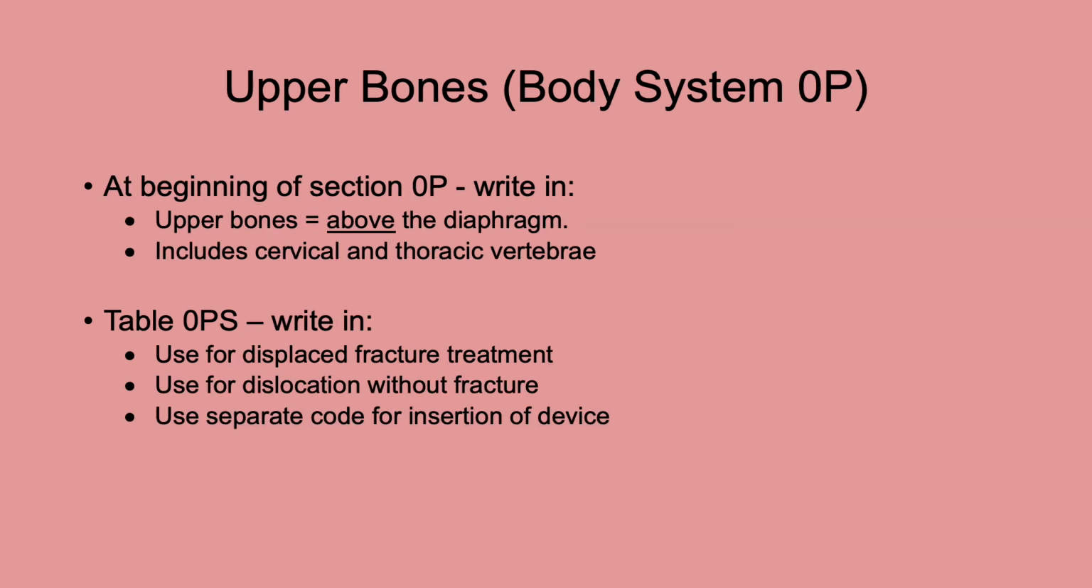So here are some notes for the upper bones. At the beginning of the section 0P, write in upper bones above the diaphragm. Includes cervical and thoracic vertebrae. For table 0PS, write in used for displaced fracture treatment, used for dislocation without fracture, and use separate code for insertion of device.